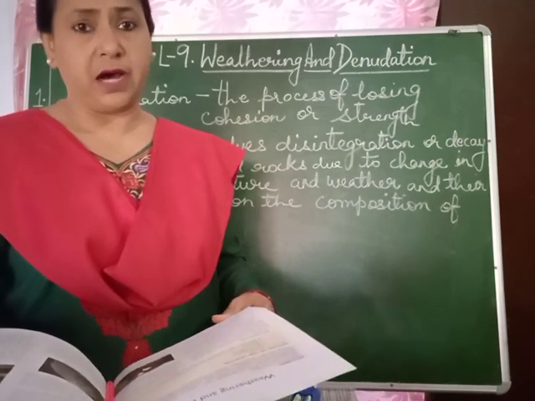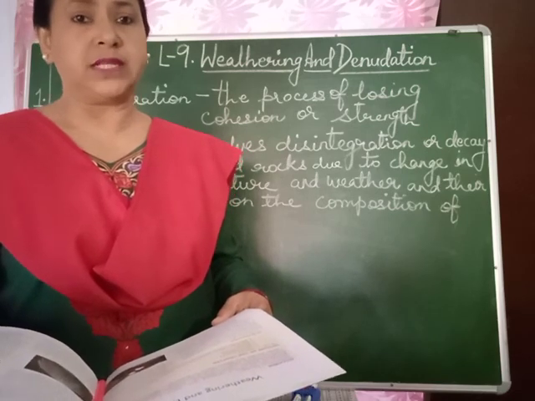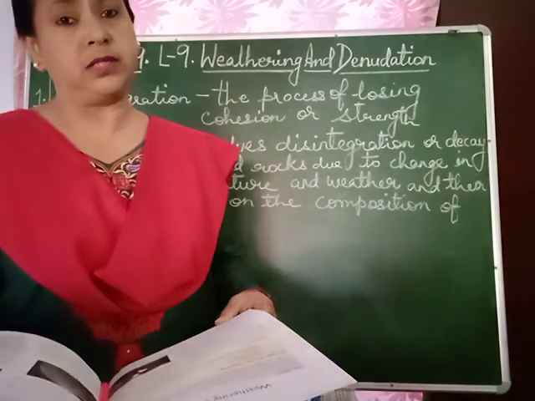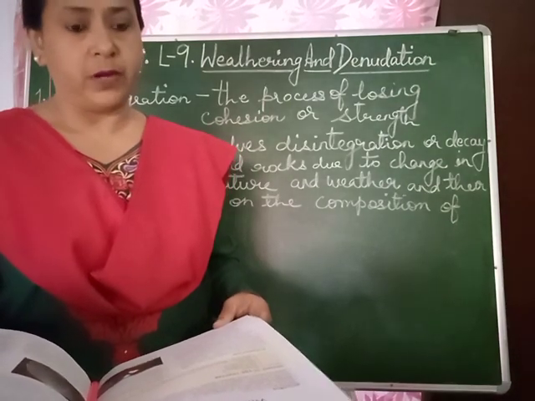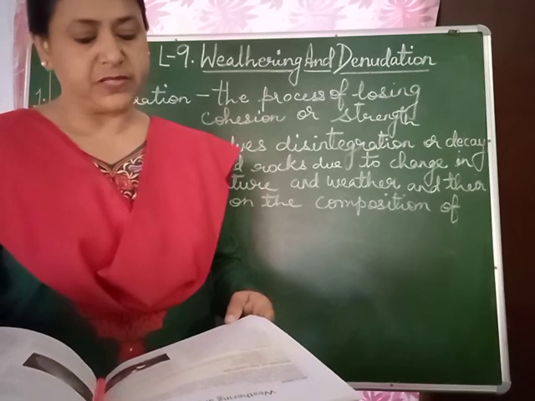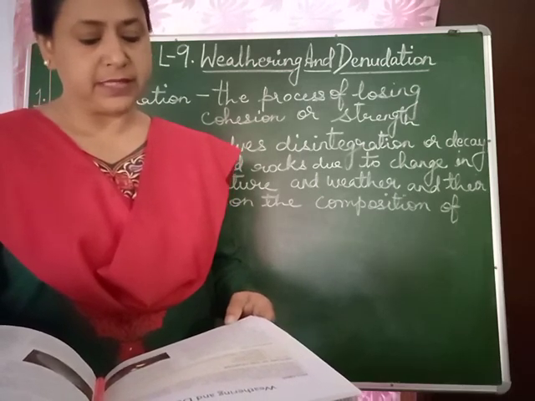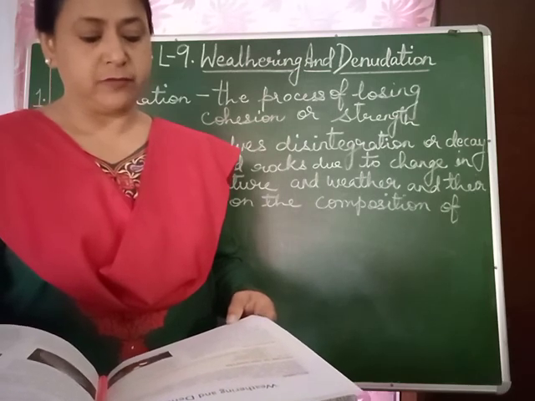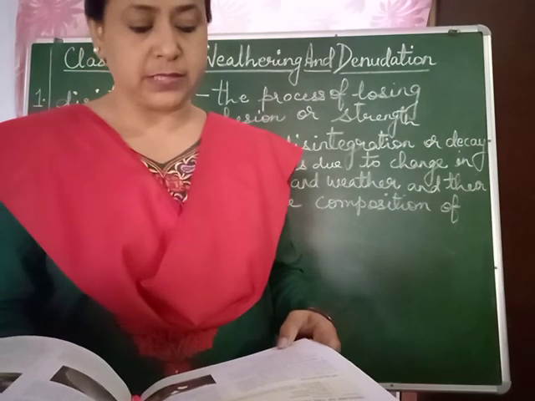Children, in this lesson we are going to study what is happening inside the earth and what is happening on the surface of the earth. So let's see the meaning of weathering. The earth's surface remains exposed to various elements of weather. These elements of weather like rain, air, heat, frost and cold wear away the rocks.